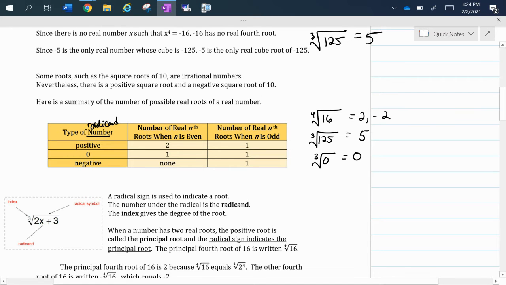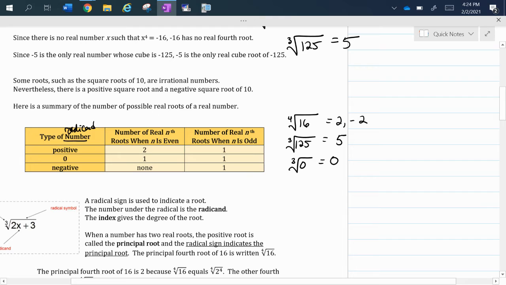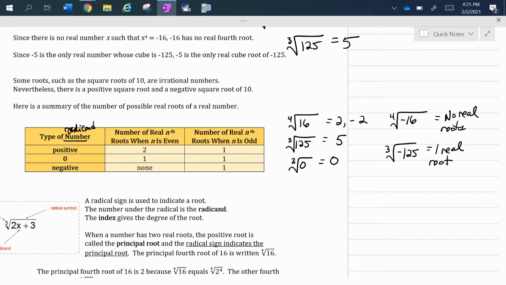Now, if the radicand is negative, we come into a problem, because if the radicand is negative and the index is even, we know there are no real roots. But if the radicand is negative and the index is odd, then we can still have 1 real root, because a negative times a negative times a negative will give me a negative. So that's what this little chart is.